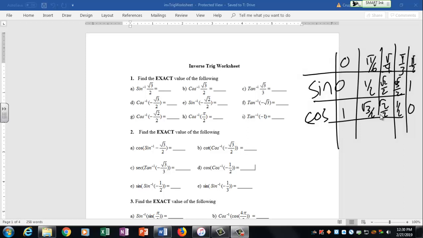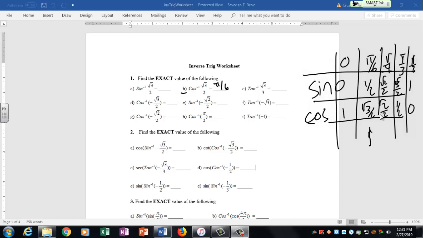So this first set is basically just trying to identify which of these values and which of these angles is what we're dealing with. So for example, and I'll look at B, if I say arc cosine square root of 3 over 2, what I'm asking is, what is the angle where the cosine has a value of square root of 3 over 2? Well, the answer is pi over 6.